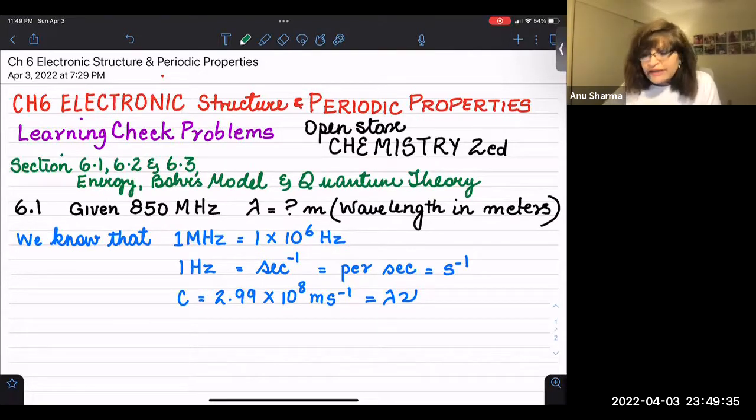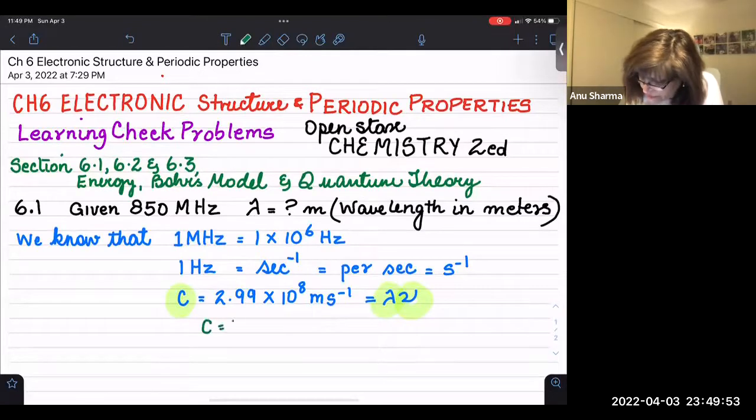Next thing we know is the speed of light. The speed of light is 2.99 × 10^8 meters per second, and that equals the wavelength times the frequency. So C is equal to wavelength times the frequency. Now we are given the frequency, which is 850 megahertz, and we're being asked to find a wavelength.